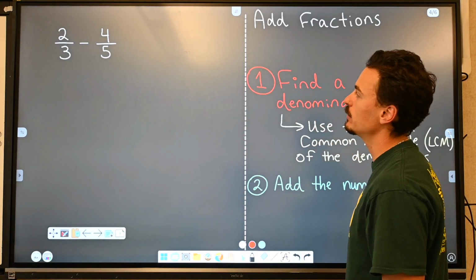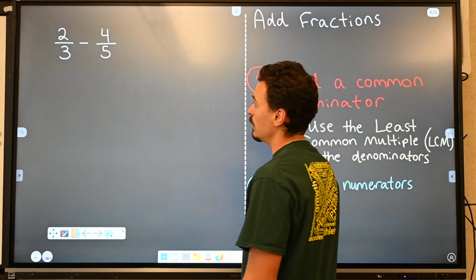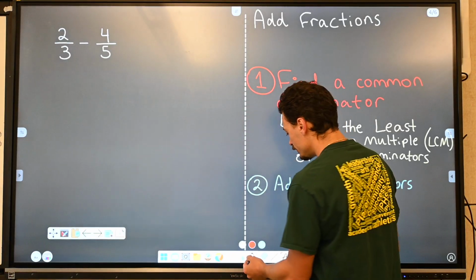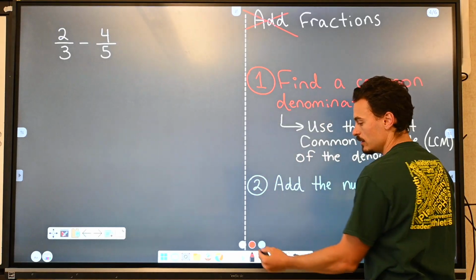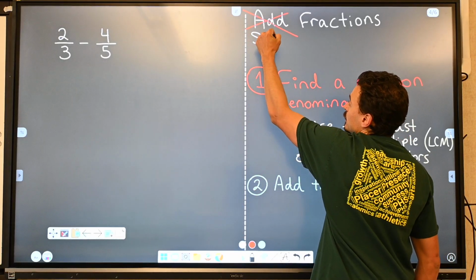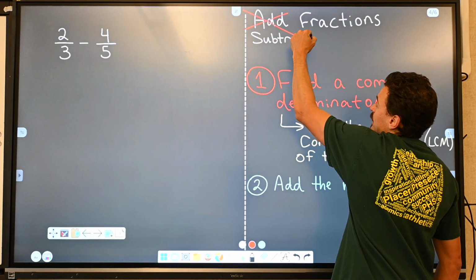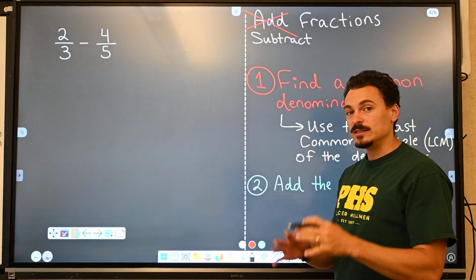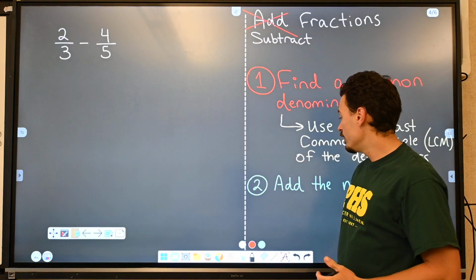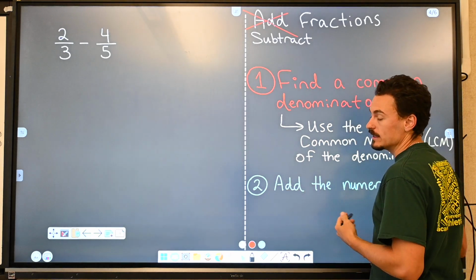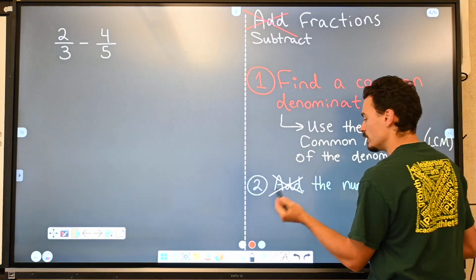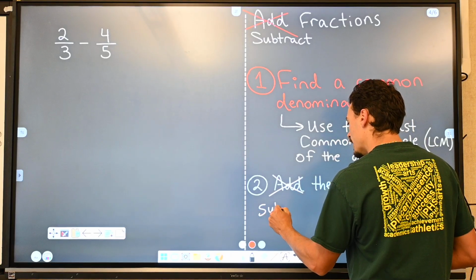Okay, last couple examples right here. Okay, perfect. So here, instead of adding, we're going to subtract. The nice thing about subtracting and adding fractions is they're the exact same process, because adding and subtracting are just inverse of each other. So instead of adding, we are subtracting.